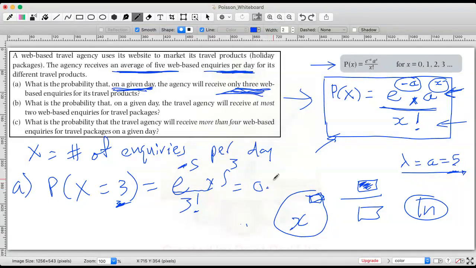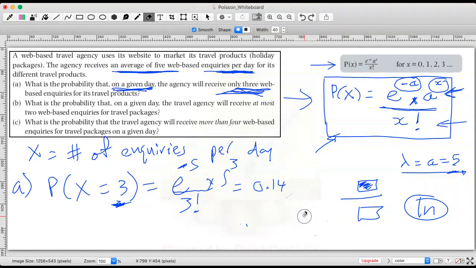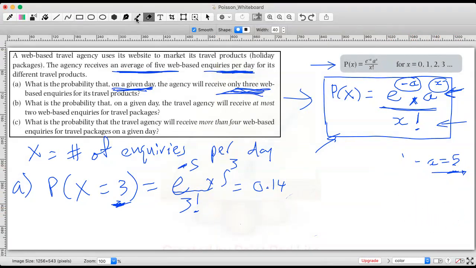0.14. So it's 14%. So there's a 14% chance that you would have 3 inquiries in a day. 14%. Well done, everyone. All good? Okay. You're getting used to using your calculator.